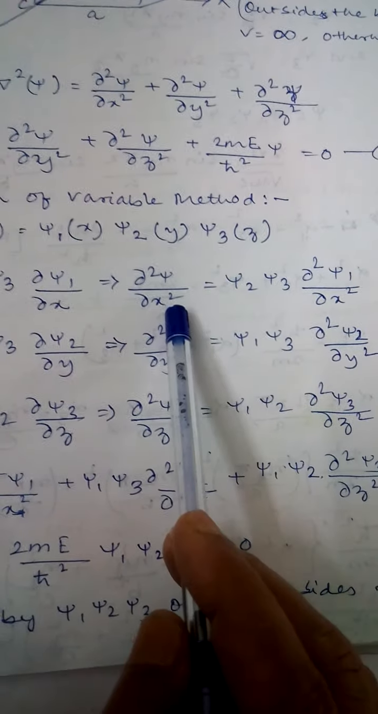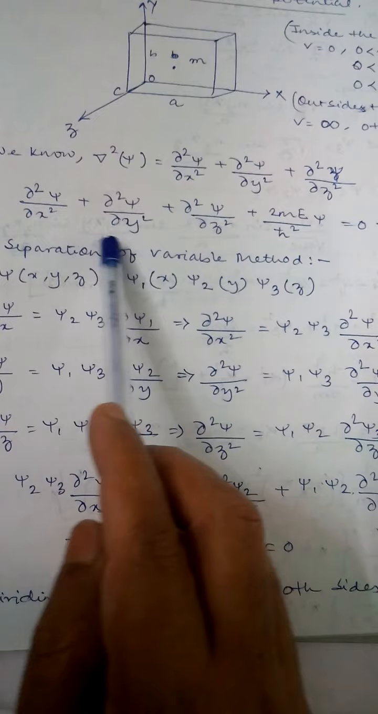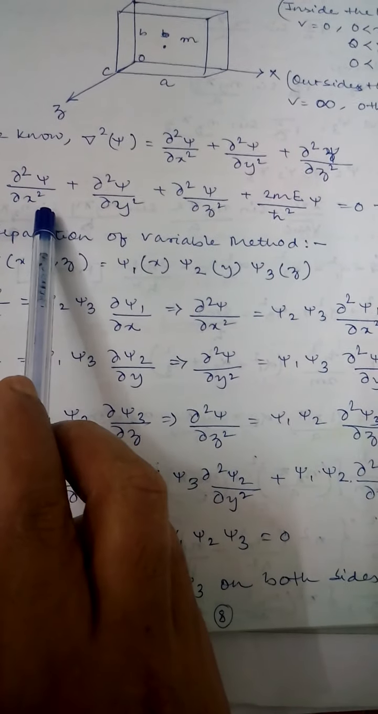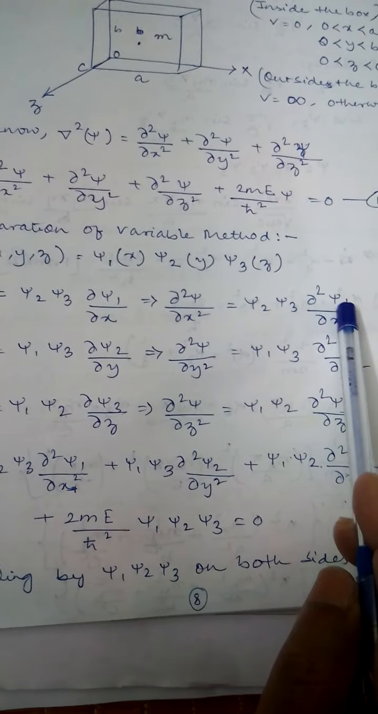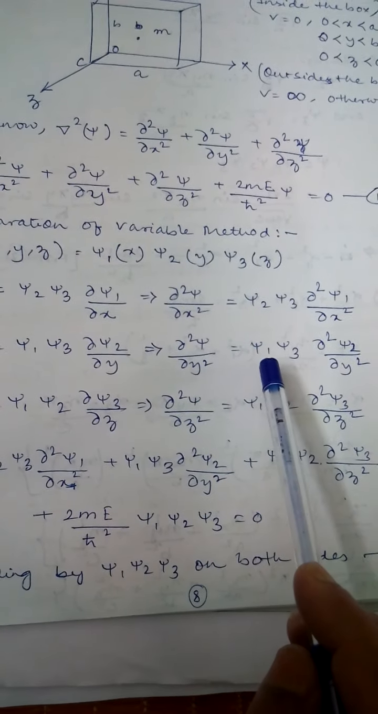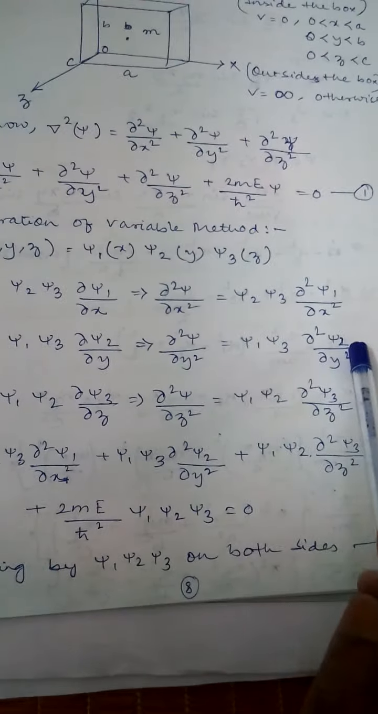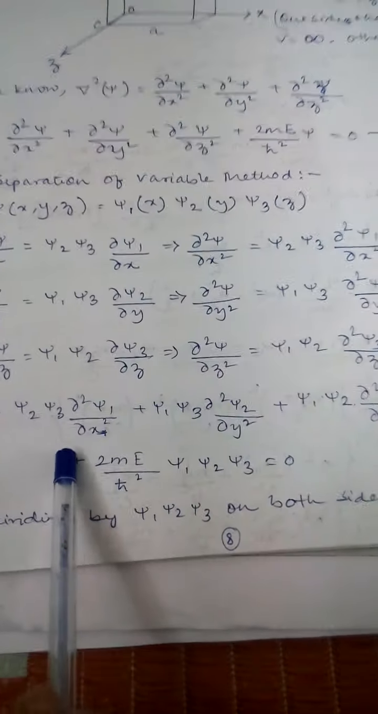Now putting these three values in equation 1, in place of del square psi by del x square, putting the value of this one, psi 2 psi 3 into del square psi 1 by del x square. In place of del square psi by del y square, putting the values of psi 1 psi 3 into del square psi 2 by del y square, and so on. And finally, we have this expression.